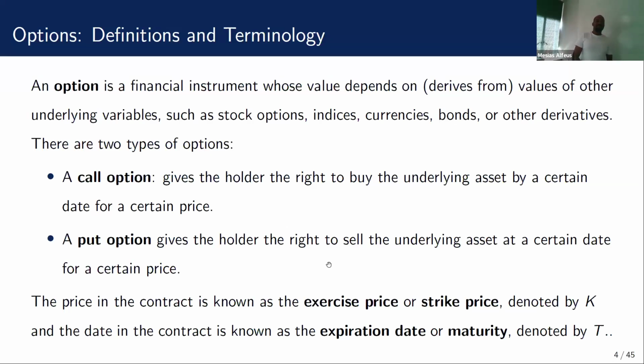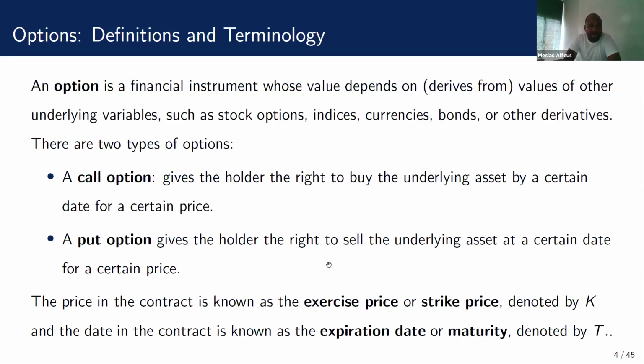So some definitions: an option is a financial instrument whose value derives from underlying variables such as stock indices, currencies, bonds, and so on. There are two main types. I've mentioned that the barrier option is called exotic, which means it doesn't fall under these two, the normal European and American options.